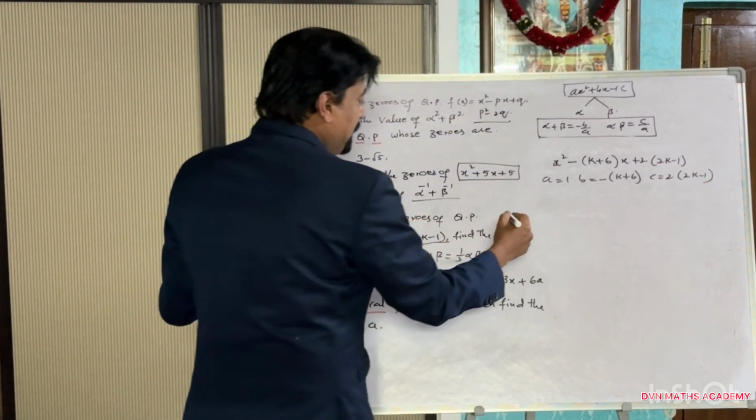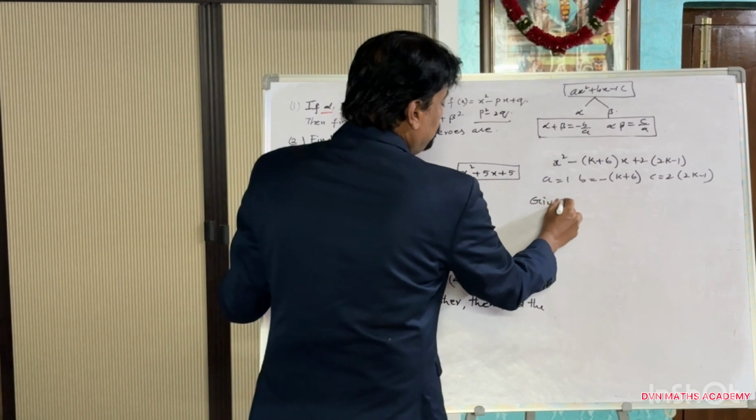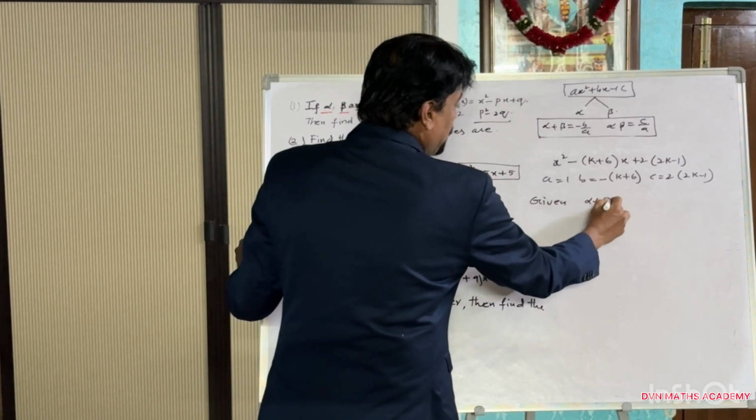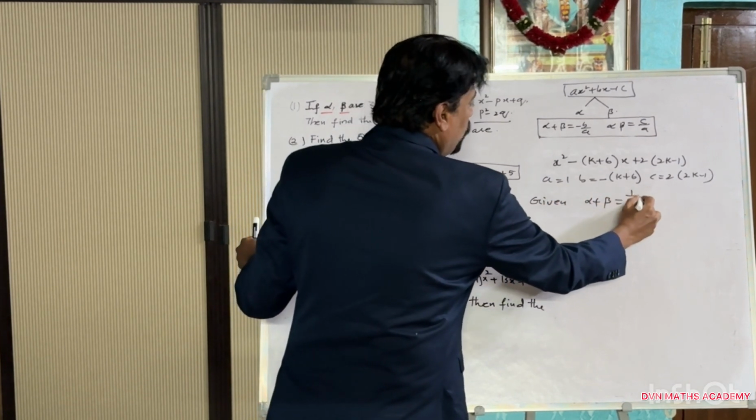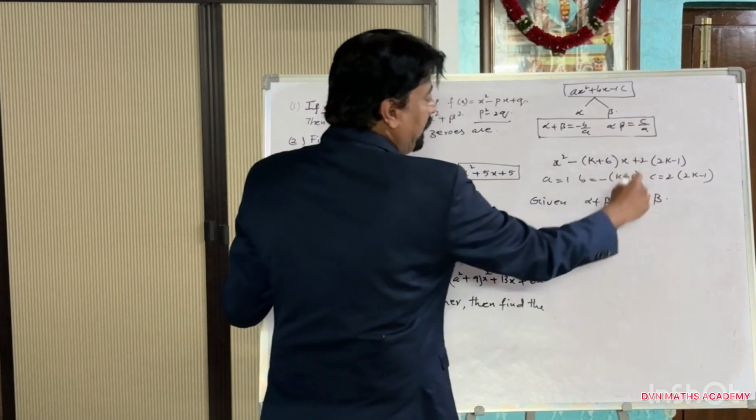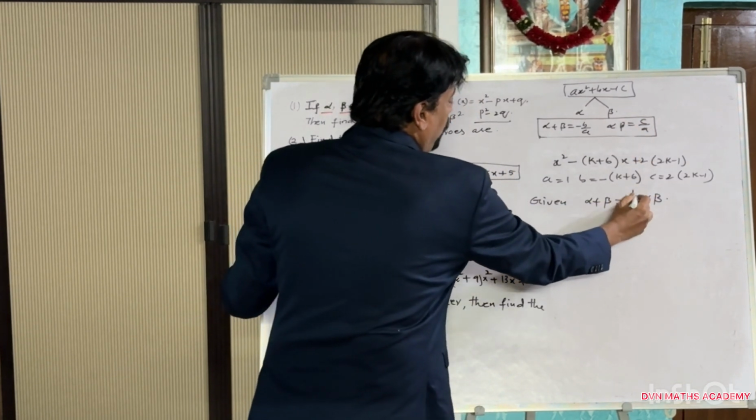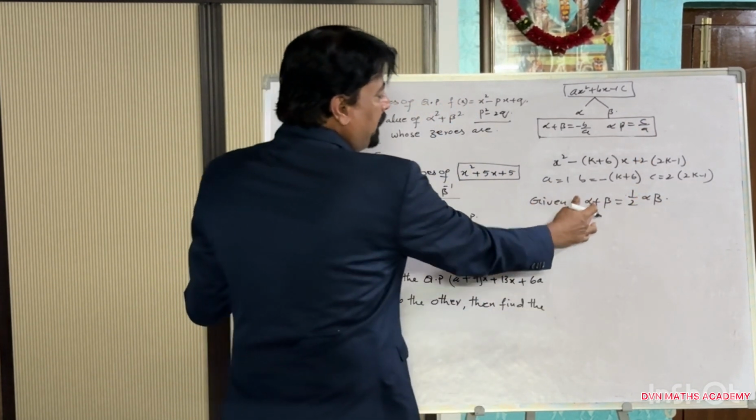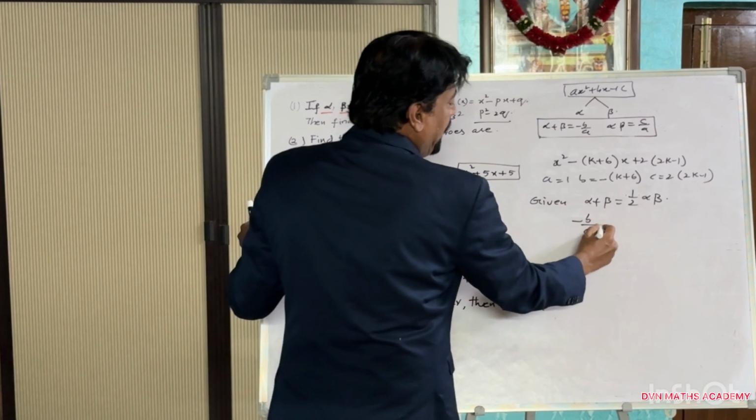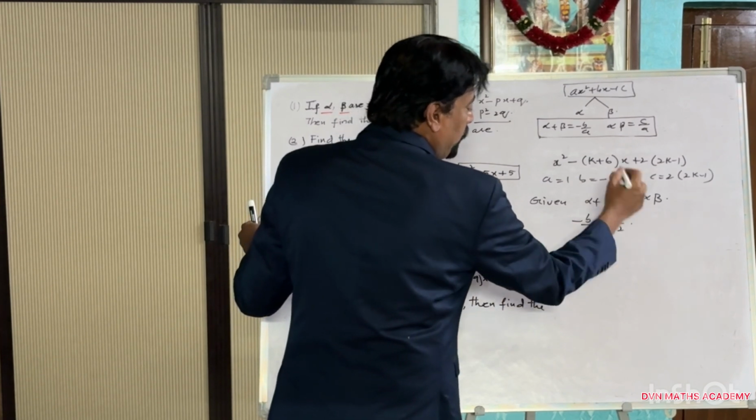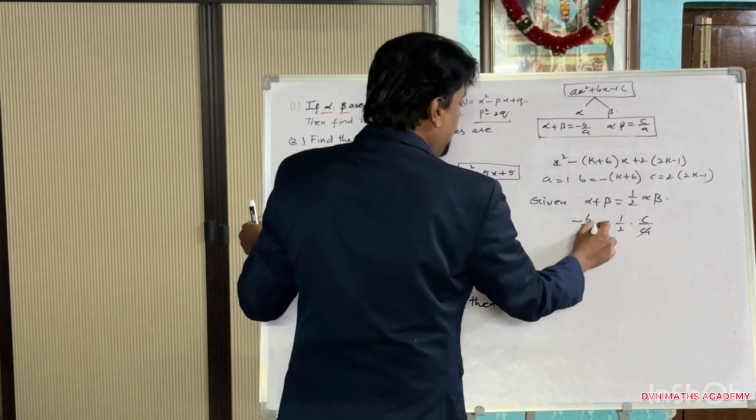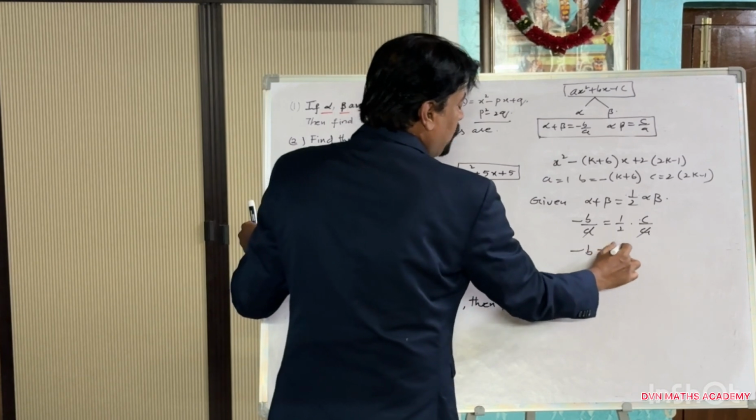Then the given condition is alpha plus beta is equal to 1 by 2 of alpha beta. This is the given condition. Alpha plus beta, you know that, is minus b by a, which is equal to 1 by 2 into c by a. This a cancels. Minus b is equal to c by 2.